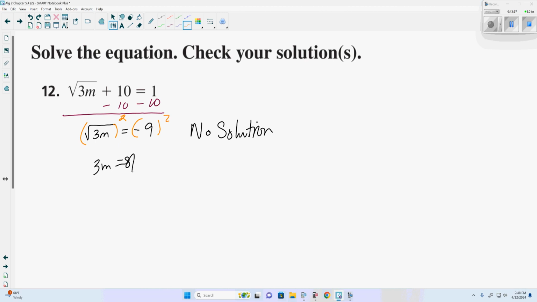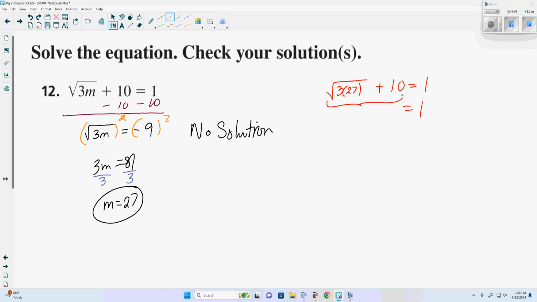tell us that 3m is equal to 81. We divide both sides by 3, telling us m is 27. But if we check this, square root of 3 times 27 plus 10 is equal to 1, both sides 1. But the 3 times 27 would be 81. Square root of 81 is 9. And when we add it to 10, we get 19. That's not true, so m cannot be 27.